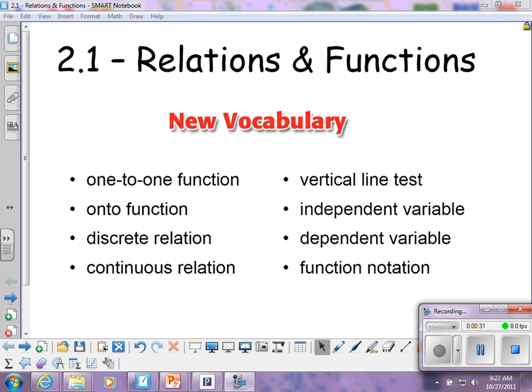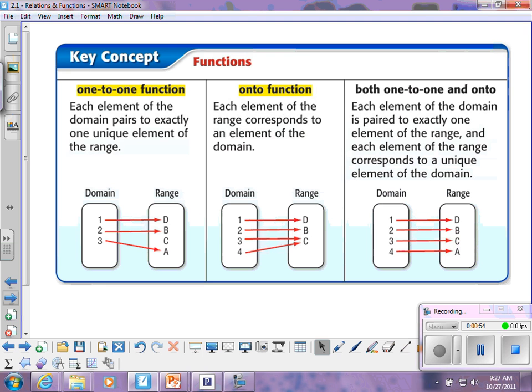All right, 2.1, relations and functions. So we're going to talk about one-to-one function, onto function, discrete relation, continuous relation, vertical line test. Y'all should all remember that one at least, do you? Vertical line test. Good. Independent variable, dependent variable, and function notation. Okay? All right. So write these down because these explain what one-to-one function is, onto function, and then both.